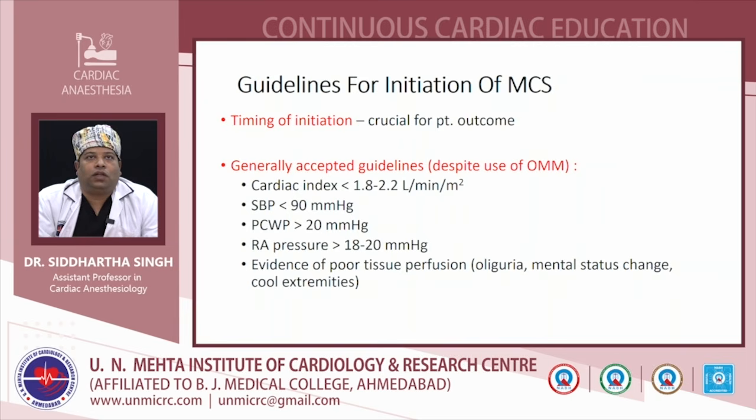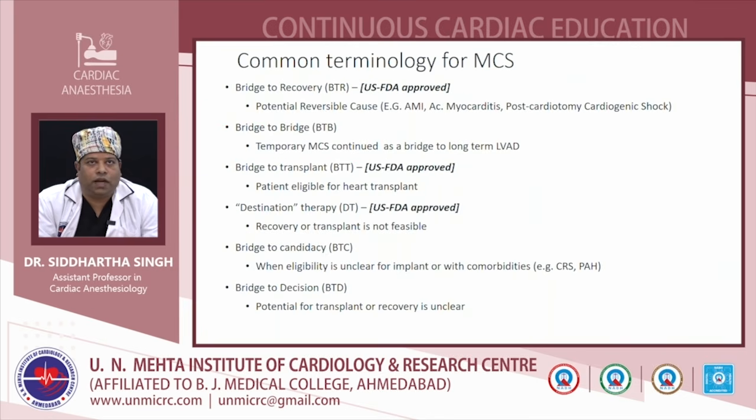The first thing is that timing is very important. The sooner the better, because once end organ damage sets in and the patient is neurologically obtunded, recovery is poor. So the generally acceptable guideline is cardiac index less than 1.8 to 2.2 liter per minute per meter square, systolic blood pressure less than 90 mmHg, pulmonary capillary wedge pressure more than 20 mmHg, RA pressure more than 18 to 20 mmHg, evidence of poor tissue perfusion like oliguria, mental status changes, cold extremities, and raised lactate levels.